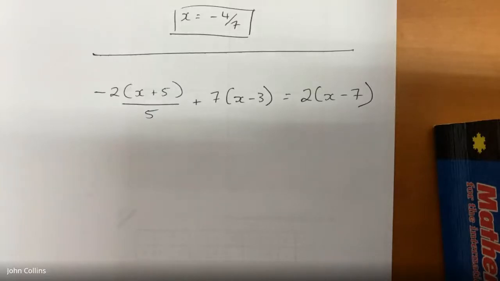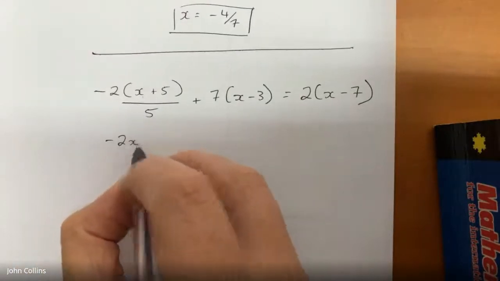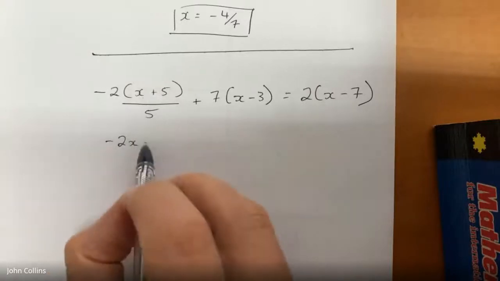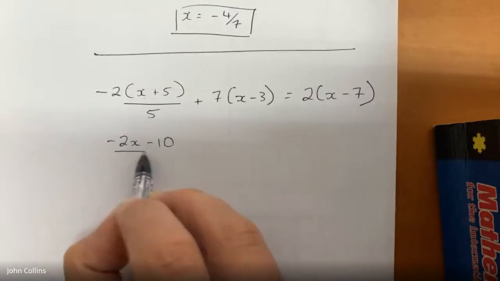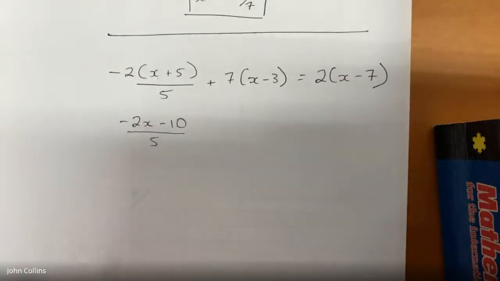Well, first things first, I think it's a good idea to get rid of these brackets, and then I won't have any more brackets. So multiply in. Minus 2 times x gives minus 2x. Minus 2 times 5 gives minus 10. And that's all still divided by 5. I'm going to deal with that afterwards.